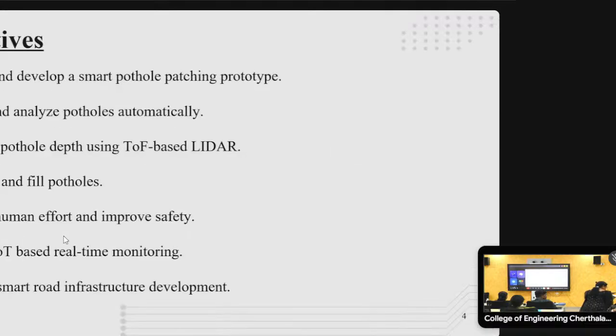The objective of our project is to design and develop a smart pothole patching robot which analyzes the pothole automatically, measures the depth using a TOF-based LiDAR sensor, and fills the pothole, which reduces human effort and improves safety. IoT will give real-time monitoring, and our project will support smart road infrastructure development.